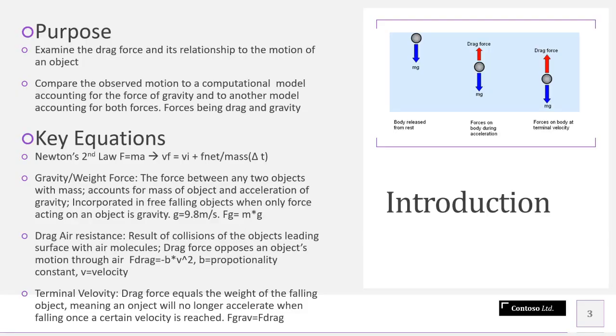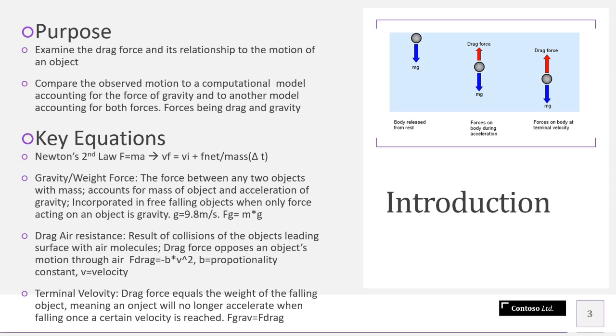The purpose of this lab was to observe the motion of an object falling and examine the drag force and its impact, as well as construct a computational model in GlowScript and compare the observed data in Tracker to the computational models of gravity and drag. Some key equations that will be used are Newton's second law, which is force equals mass times acceleration, being divided into F net divided by mass, and finally written as the final velocity equals initial velocity plus the net force divided by the mass times change in time.